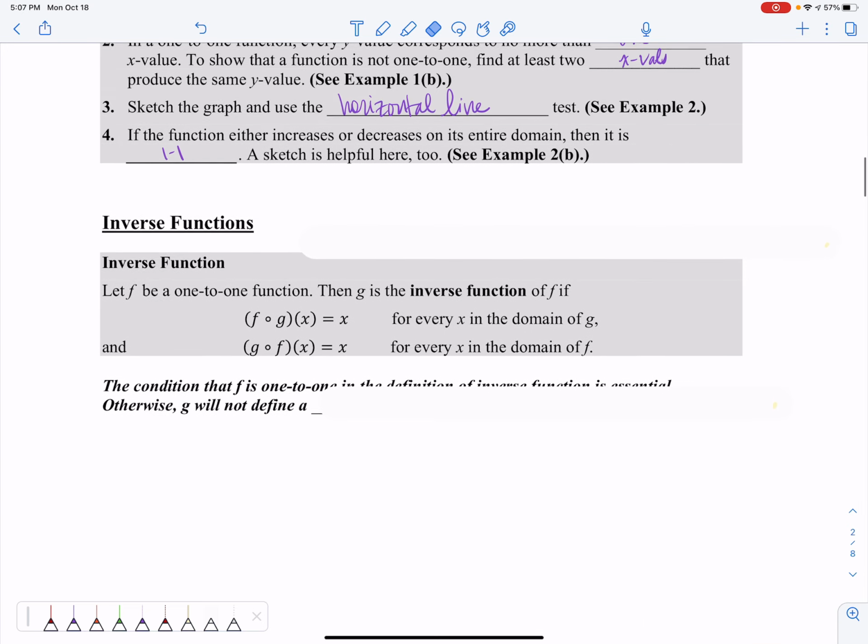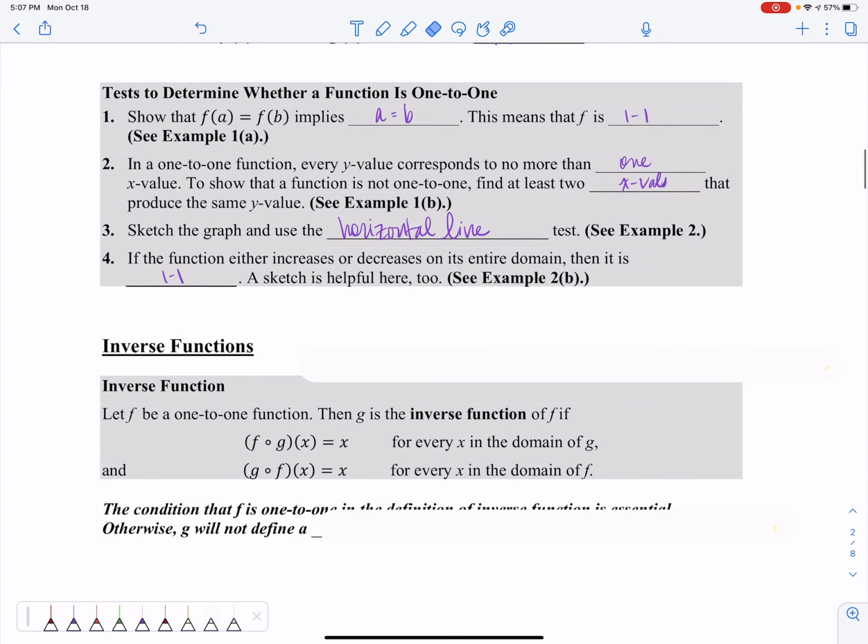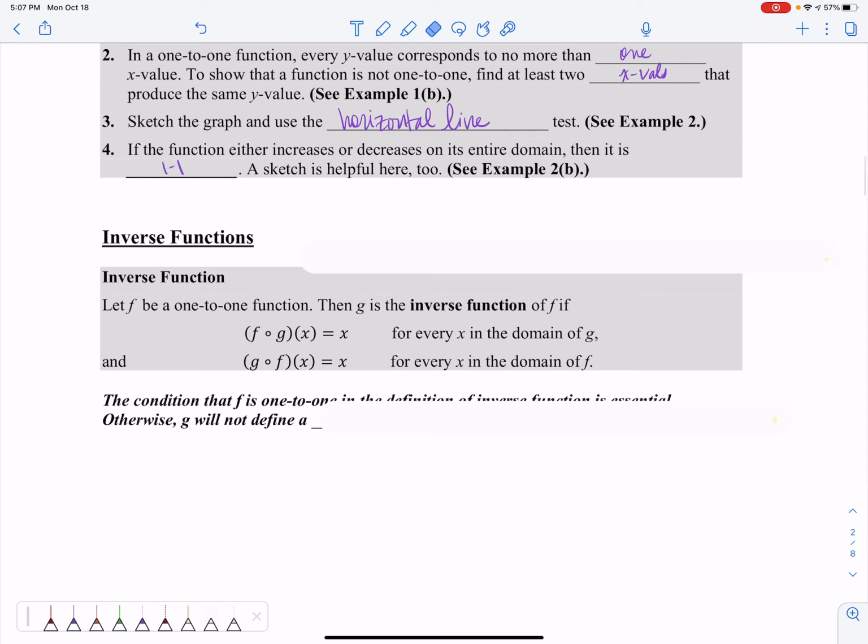All right, so now that we've talked about what one-to-one is, what we need to understand is that in order for a function to have an inverse, it has to be one-to-one. A function that is not one-to-one will not have an inverse. So that's the first thing: a function has to be one-to-one to be able to have an inverse.